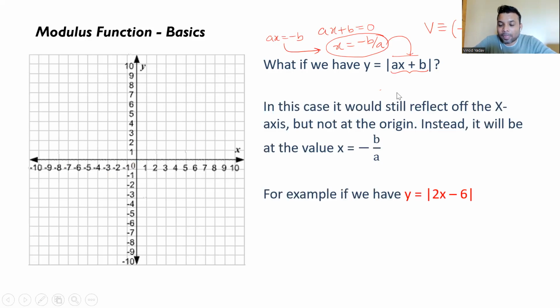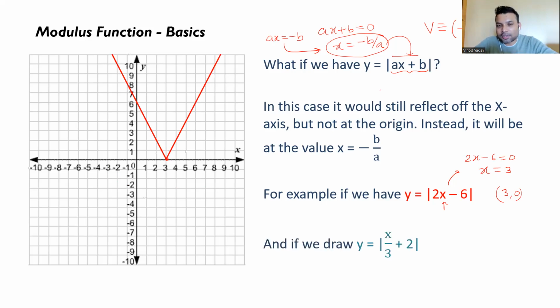For example, take this, mod of 2x minus 6, so equate this to 0. So 2x minus 6 is equal to 0. So x is 6 by 2, that is 3. So when x is 3, y will be 0. So the vertex now will be 3 comma 0, means the V will be at 3, but a steeper V. Why? The coefficient of x is 2, not 1. Understood this? All right.